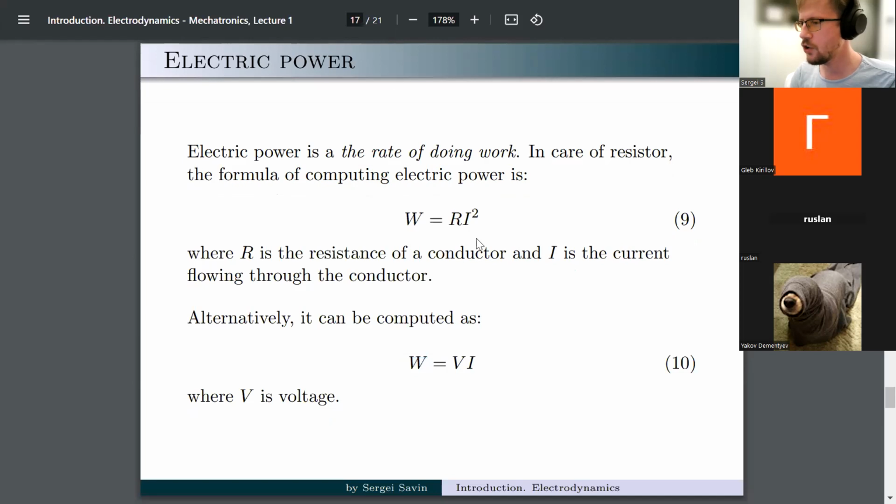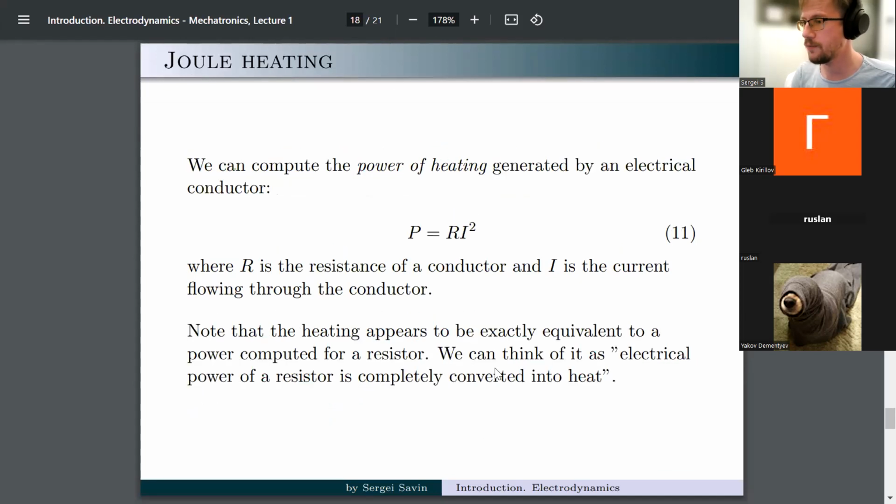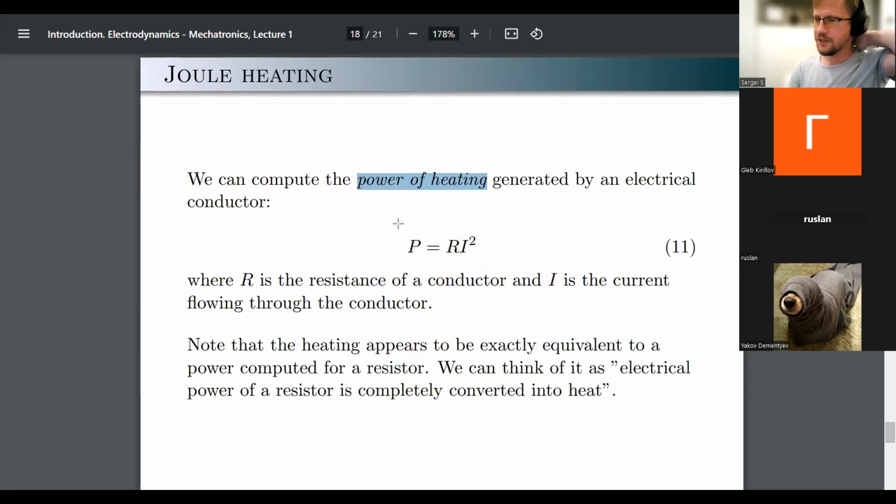Now, this is how we compute electrical power. The power of heating, that is a specific power generated by a conductor. So conductor and resistor in this case are synonymous. It can be computed like this: it is equal to R times I squared. So it is again resistance times current squared.